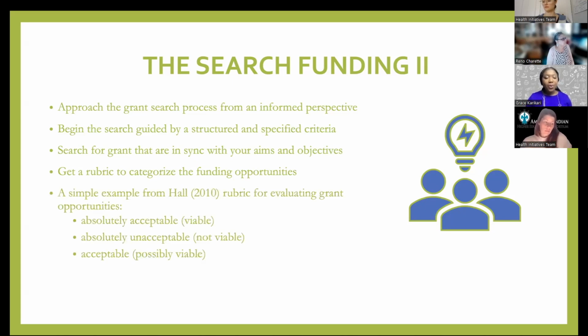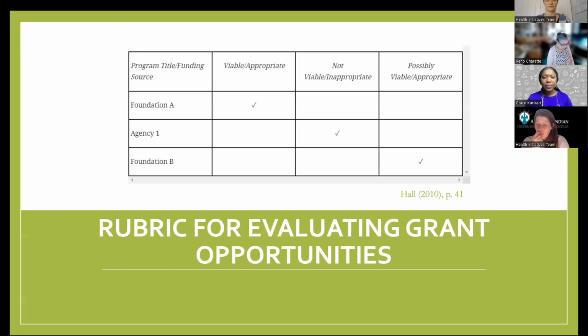And a simple one could be something like this. When you look at the opportunity out there, these are absolutely acceptable. That is something that you are possibly going to go for. Absolutely unacceptable. Like this is a no, no, no for me. And acceptable. It's possible. Let me see if these ones wouldn't work. Then this is something I will look at. So a simple table could be like this.